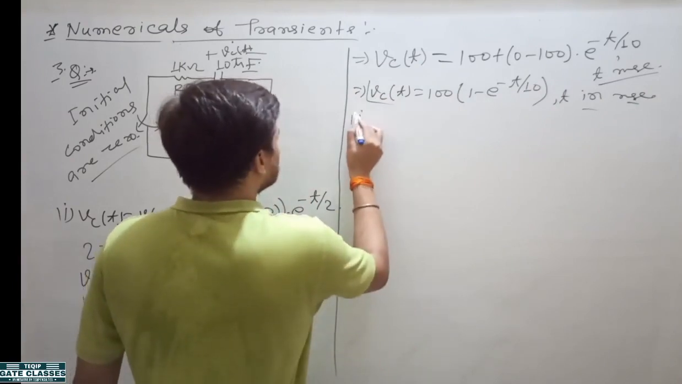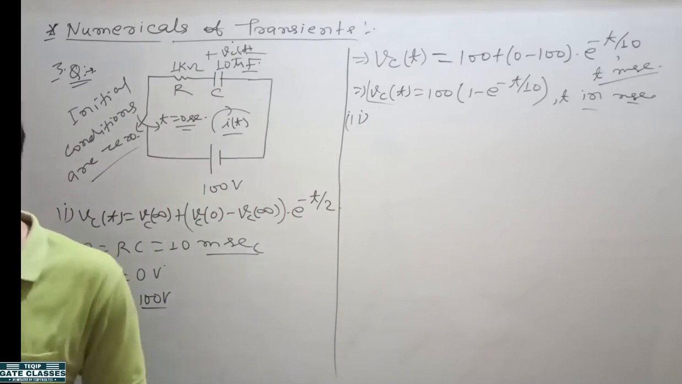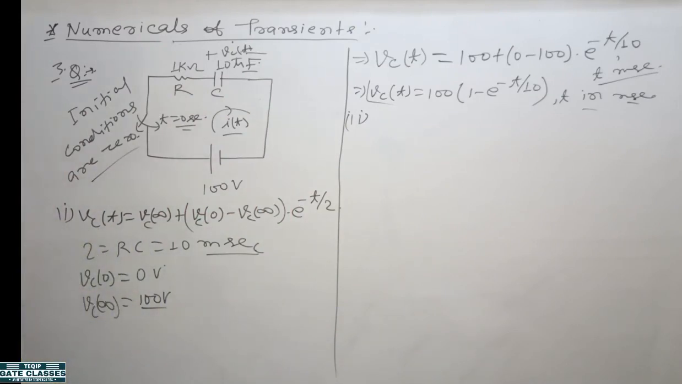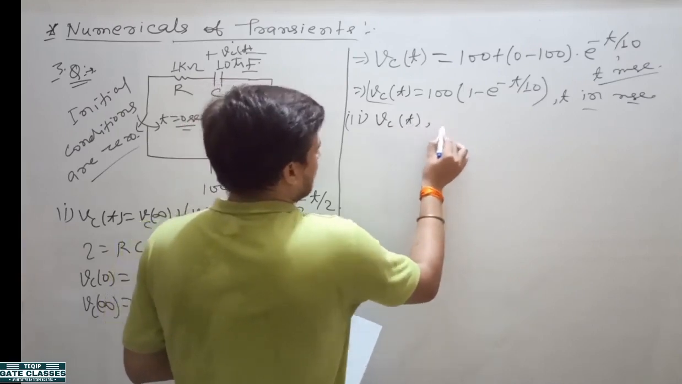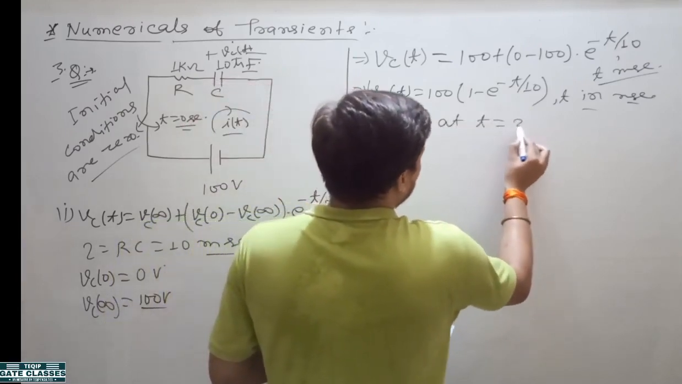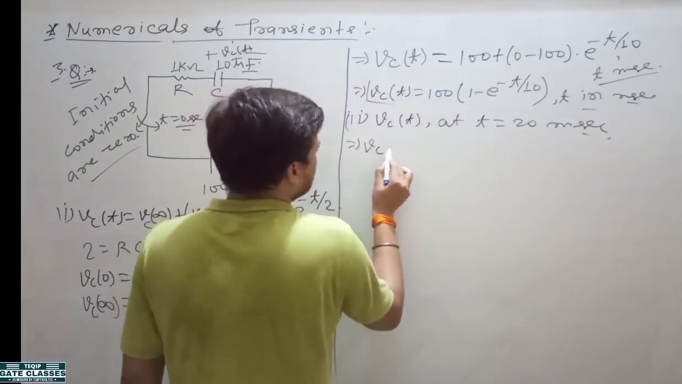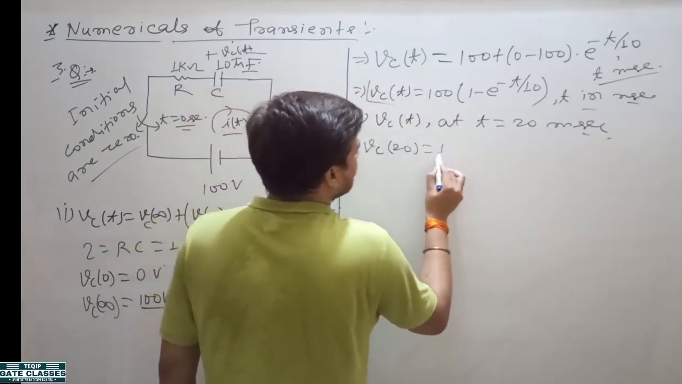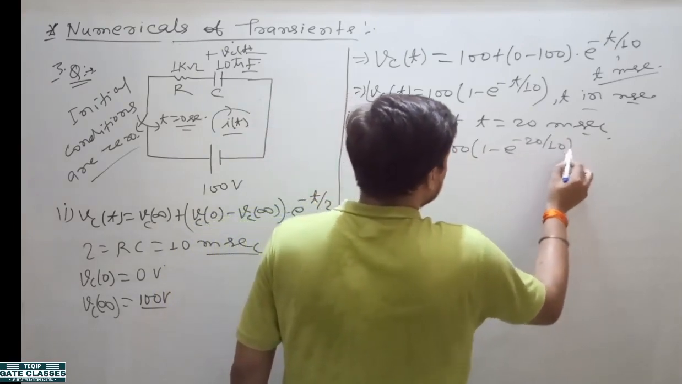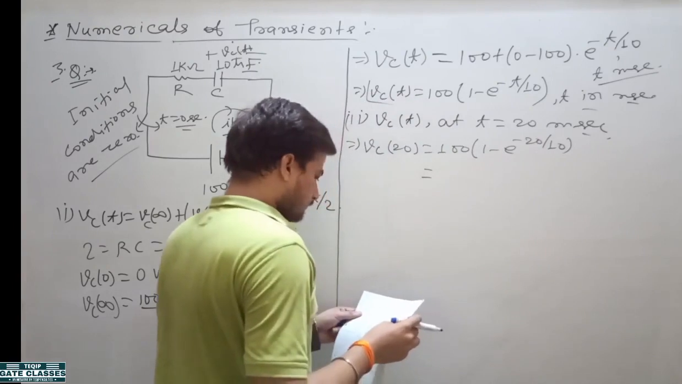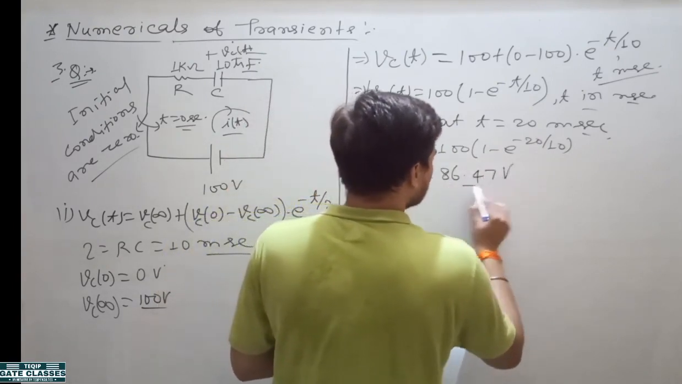Come to the second question. You have to find VC(t) at t equal to 20 millisecond. So VC(20) will be equal to 100 into 1 minus e to the power minus 20 by 10. So here it will be 86.47 volt as the answer.